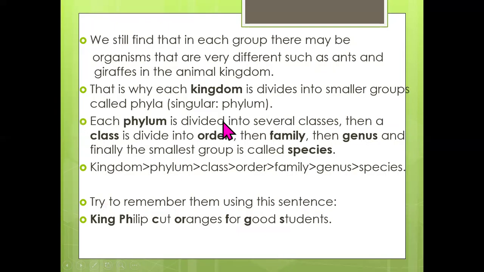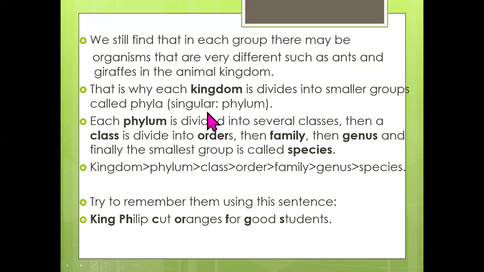So we still find that in each group, there may be organisms that are very different, such as ants and giraffes, that are found in the animal kingdom. So you can see the animal kingdom has ants, as tiny as ants, and as big as, let's see, elephants, lions. As big as elephants, for instance. We can have big animals, big species, and also smaller organisms such as ants in the same animal kingdom.